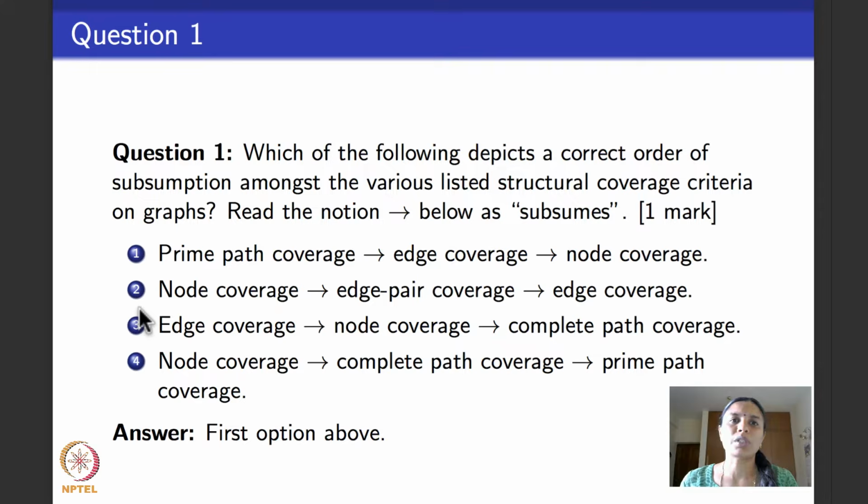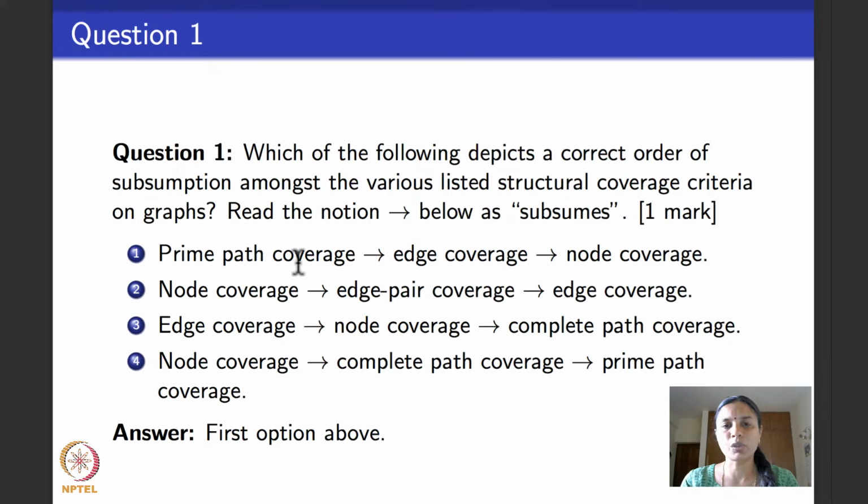So which was the first question? The assignment had 8 questions. The first question talked about coverage criteria subsumption. To read out the question, it asks which of the following depicts a correct order of subsumption amongst the various listed coverage criteria below. So this symbol, the right arrow, you should read it as subsumes.